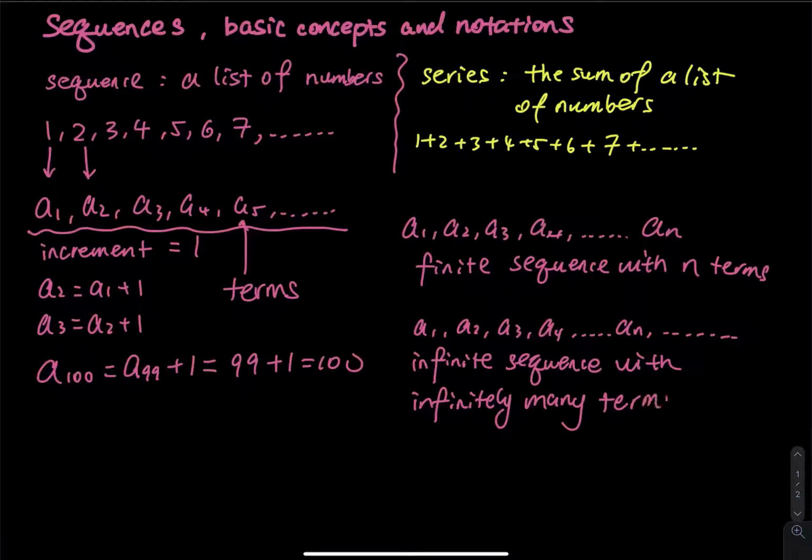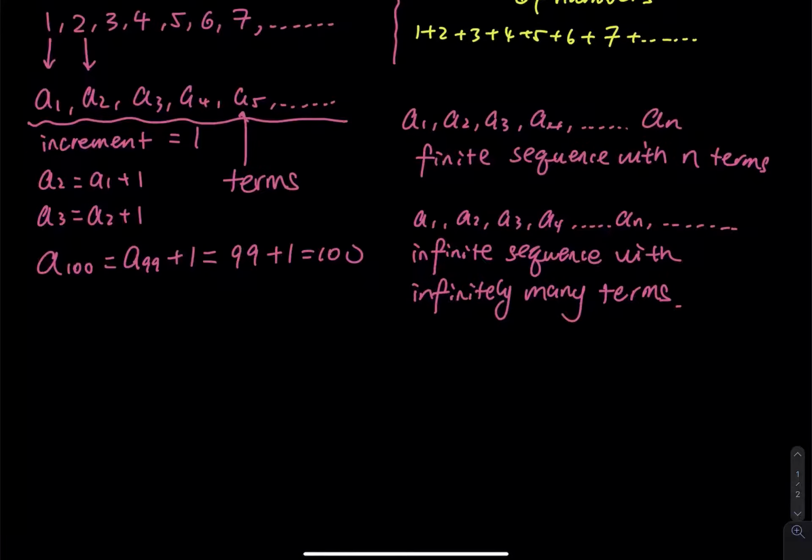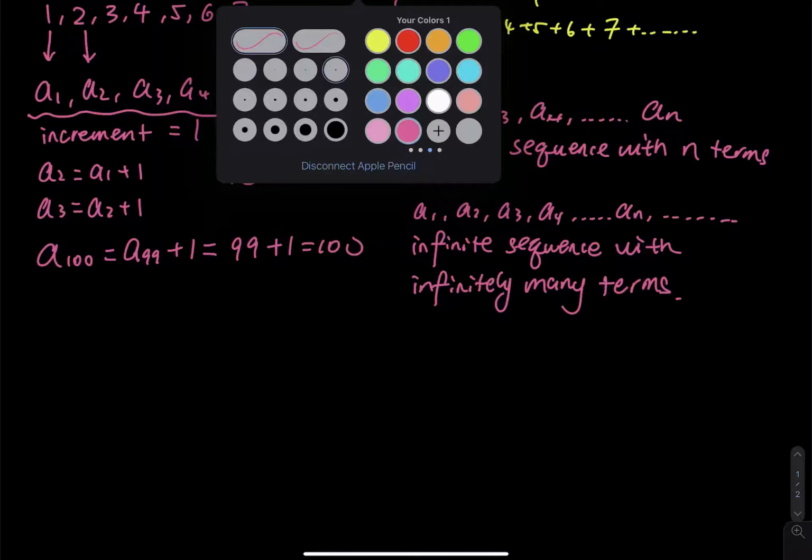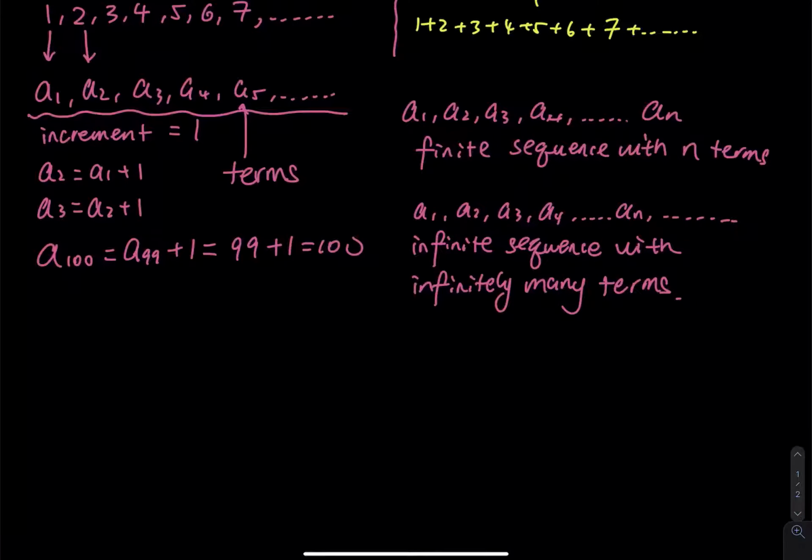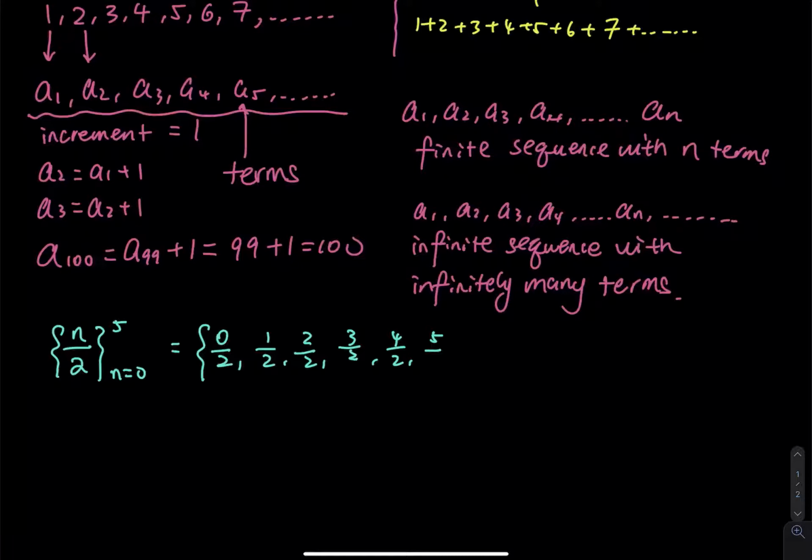How do you write a sequence? First of all, let's discuss how to write a finite sequence. Let's say we have n divided by 2, and n goes from 0 to 5. This is a finite sequence because when n is equal to 0, we have 0 over 2, then n equals 1, n equals 2, n equals 3, n equals 4, and then n equals 5. So this is a finite sequence.